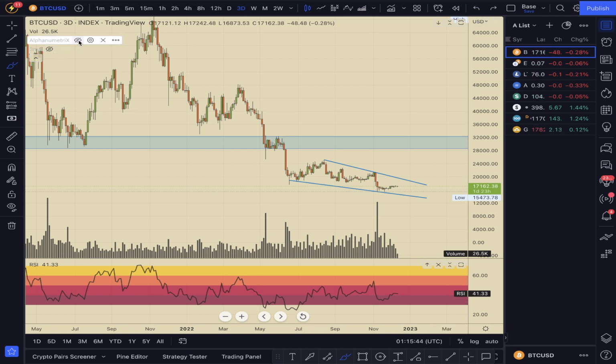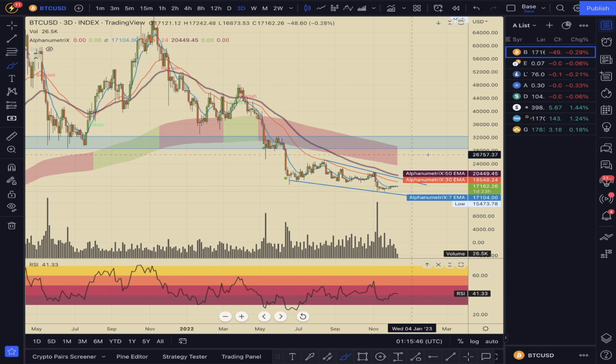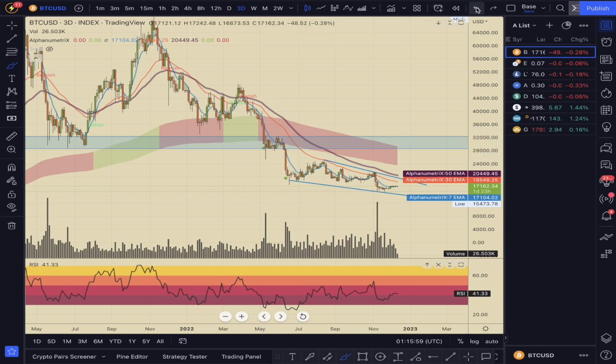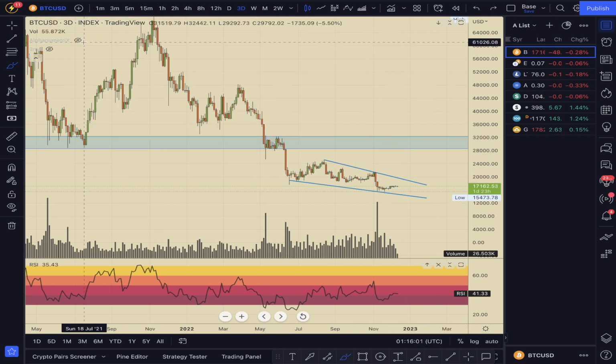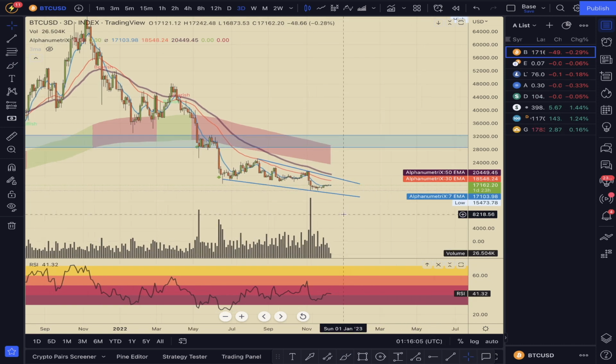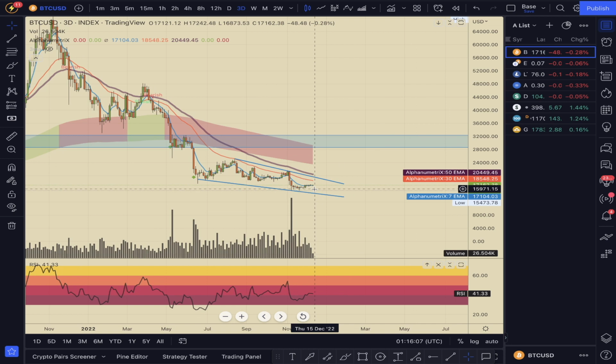Taking a look at momentum using the alpha numerics indicator, wave very clearly red here on the 3-day chart. We have the 50, the 30, and the 7 all in bearish alignment. And when we take a look at the local price action, we take a look at the local zone here. We are struggling with the 7, so we're really battling with momentum right now.